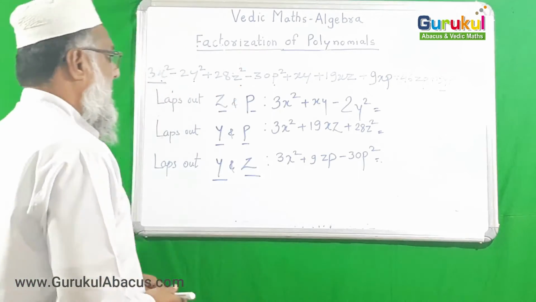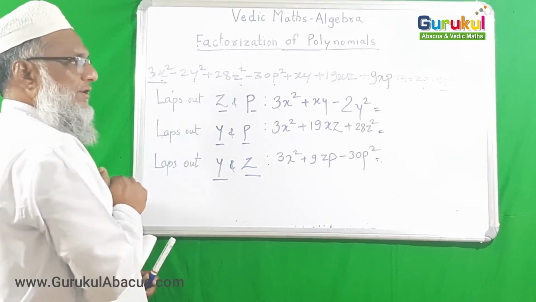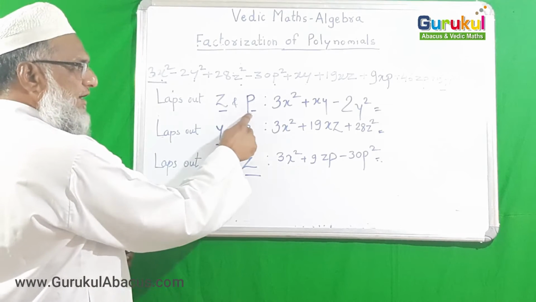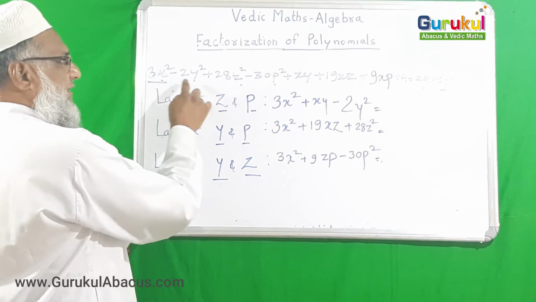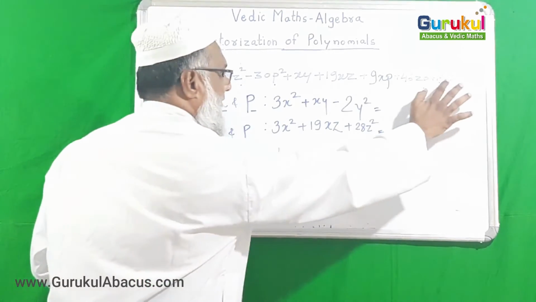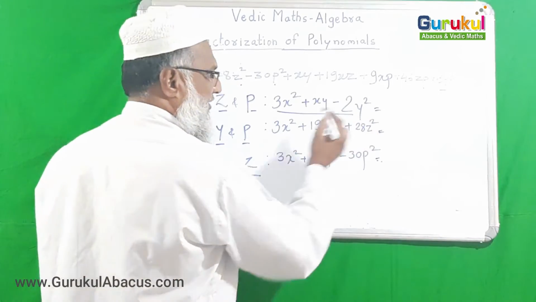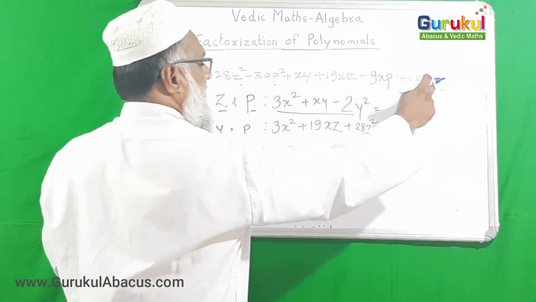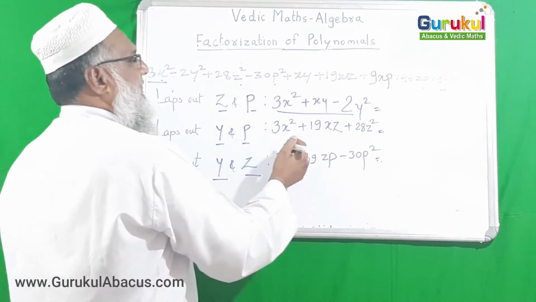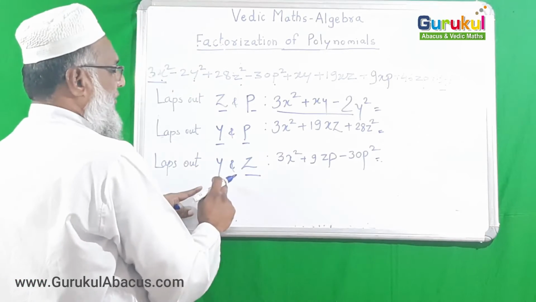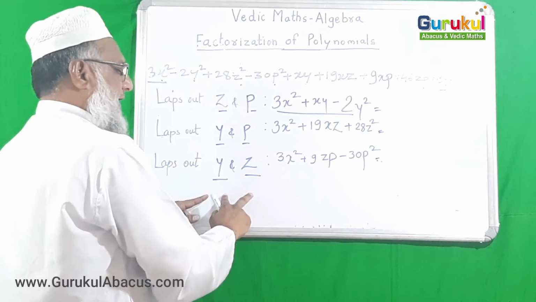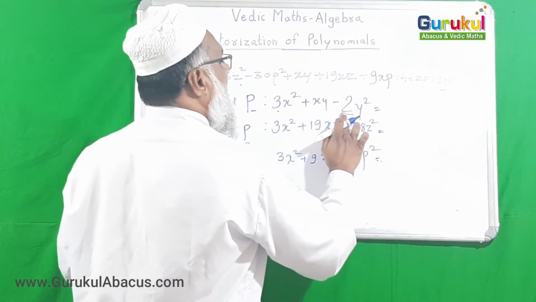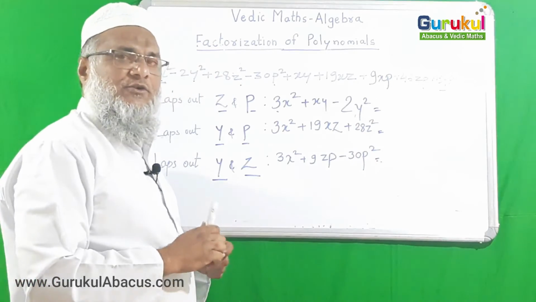Here we will lapse out two variables. First we lapse out z and p: wherever the terms contain z or p, we lapse them, and what is the rest is written here. Secondly we lapse out y and p, so after removing the terms which contain y or p, we get this much. Thirdly we lapse out y and z, so thirdly we get this much. Now we are trying to find the factors of it.